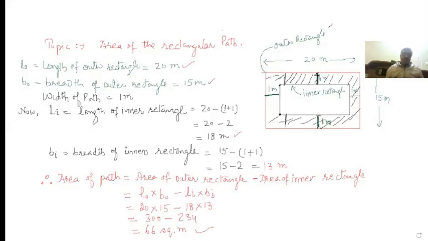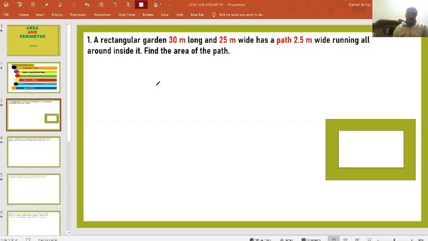Now let us take a question from the book. First question: a rectangular garden 30 meter long and 25 meter wide has a path 2.5 meter wide running around inside it. Find the area of the path.